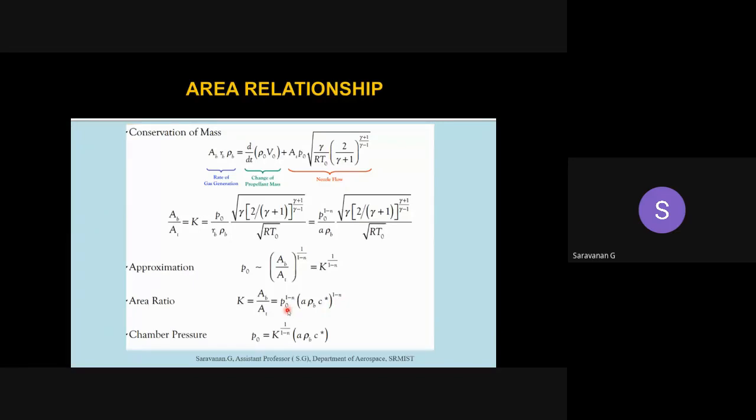Here you can use P0, since it is a stagnation process; that's why it is used here as 0. If you have confusion, you can make it Pc. Simply keep it as Pc everywhere: Pc for chamber pressure, Pc for general pressure, like that. So there won't be any confusion.